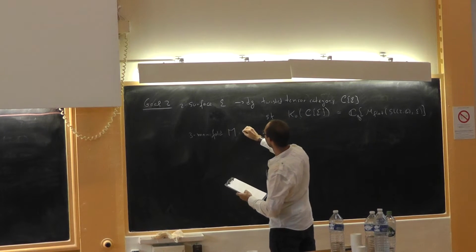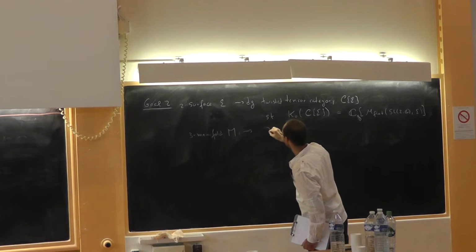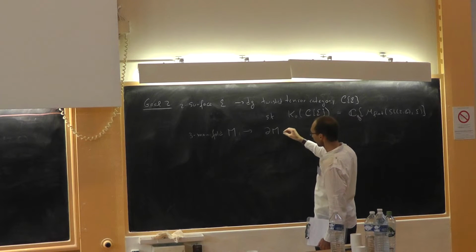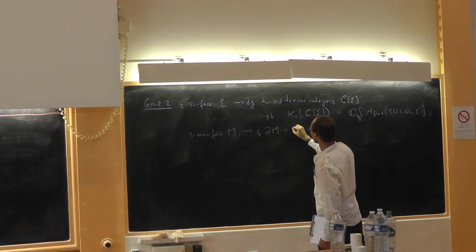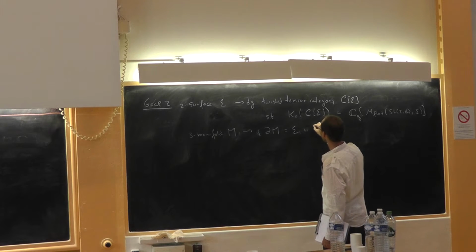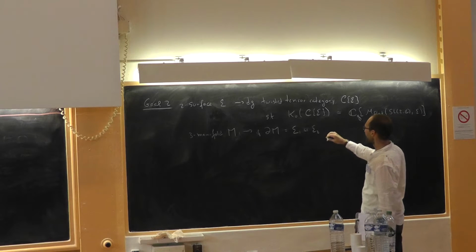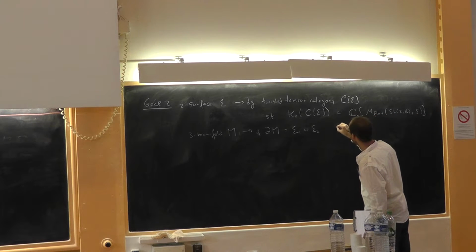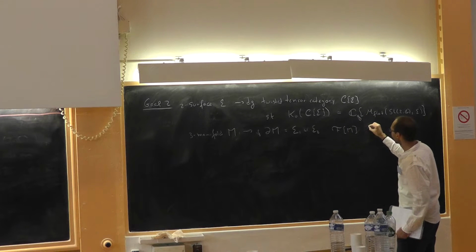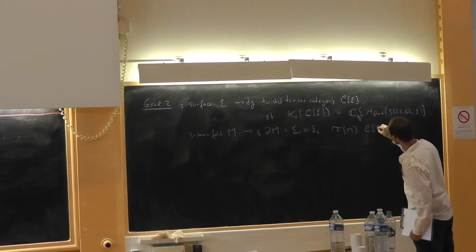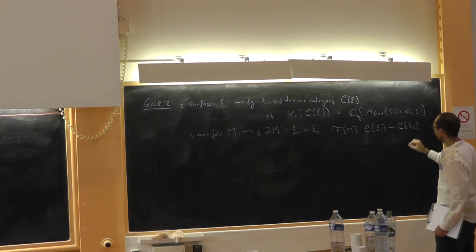We want to assign something else. So, for example, if M is a cobordism, so its boundary consists of the union of 2 surfaces, sigma 1 and sigma 2, then we should get a functor from the category associated to sigma 1 to the category for sigma 2.